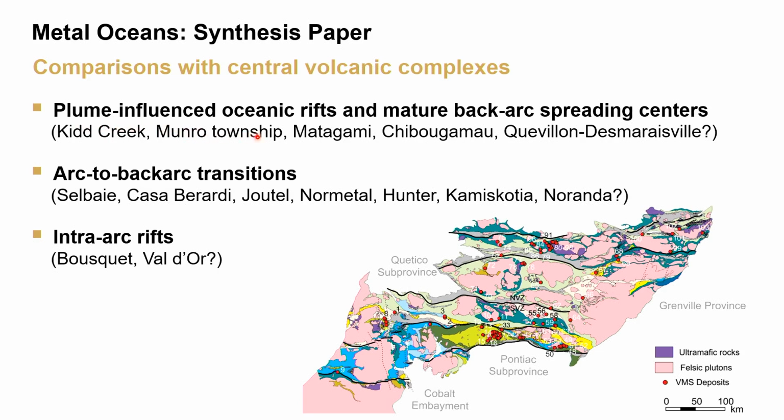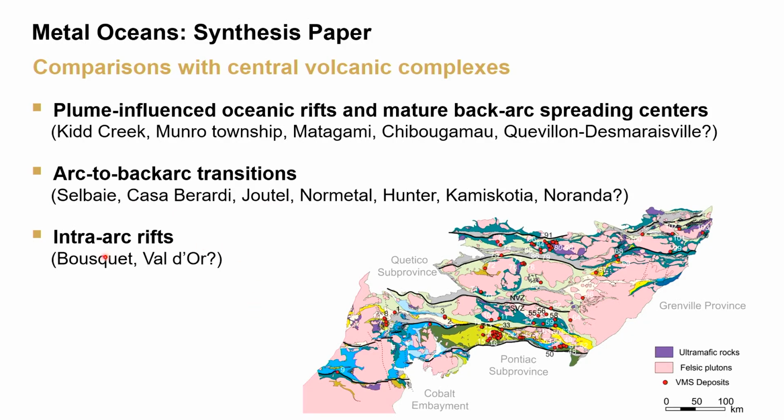They are these plume-influenced oceanic rifts, so basically mature back arc spreading centers that have a strong plume influence. That's one category, which might include, for example, analogs to Kidd Monroe or Monroe Township or Chibougamau. We have arc to back arc transitions, so these are localities where you have the transition from tholeiitic to calc-alkaline magmatism, which are probably analogous to something like Selbet, Jetel, Normatel, and Noranda.